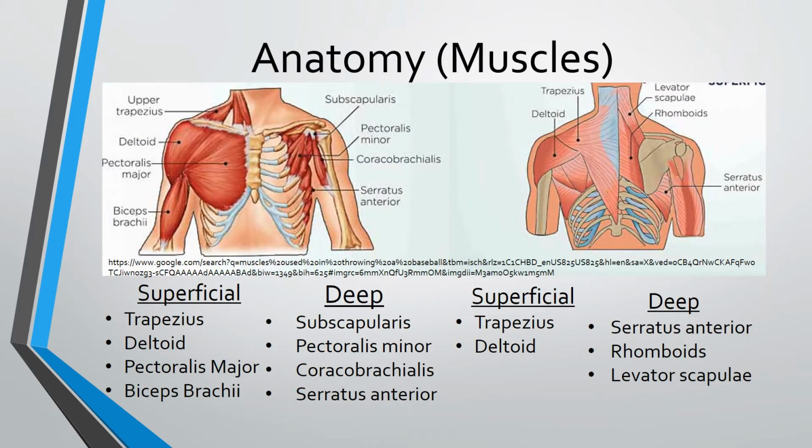Some more muscles that aid in throwing mechanism movement are the trapezius, deltoid, pectoralis major, biceps brachii, subscapularis, pectoralis minor, coracobrachialis, serratus anterior, trapezius, deltoid, rhomboids, and levator scapulae.